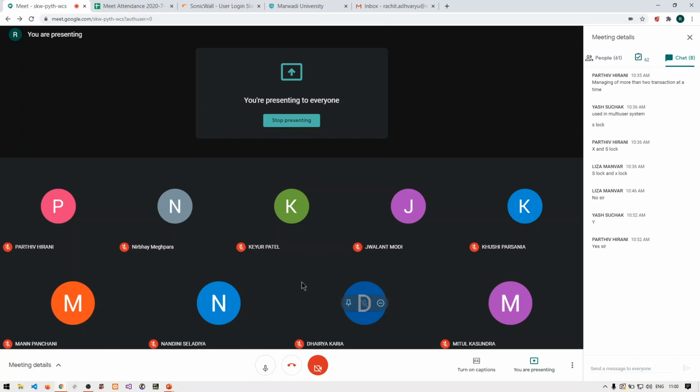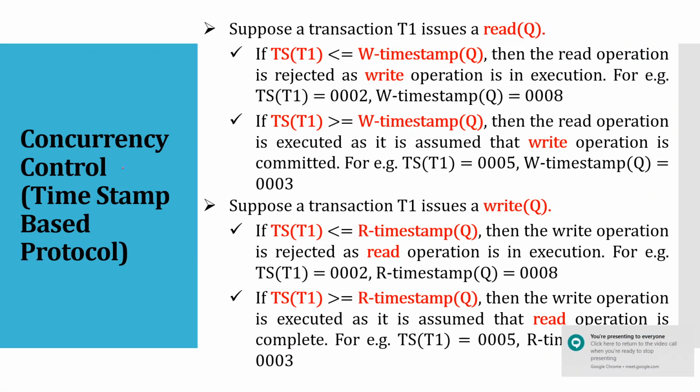Sorry for the disturbance, students. Let us go with this example again.